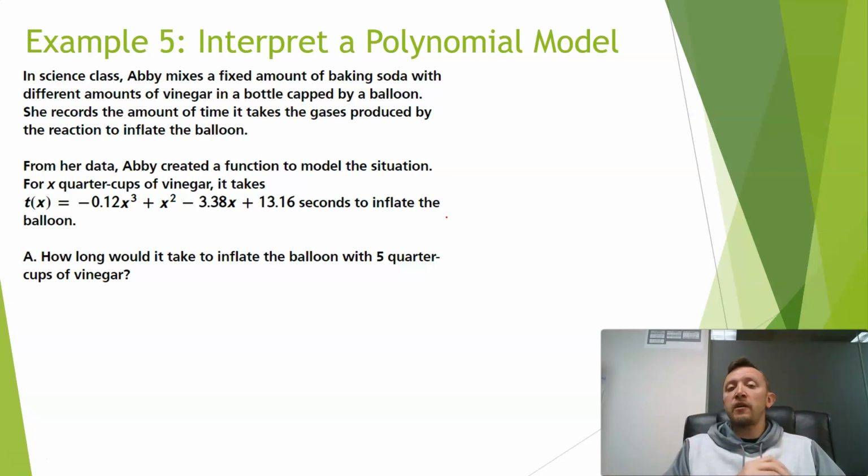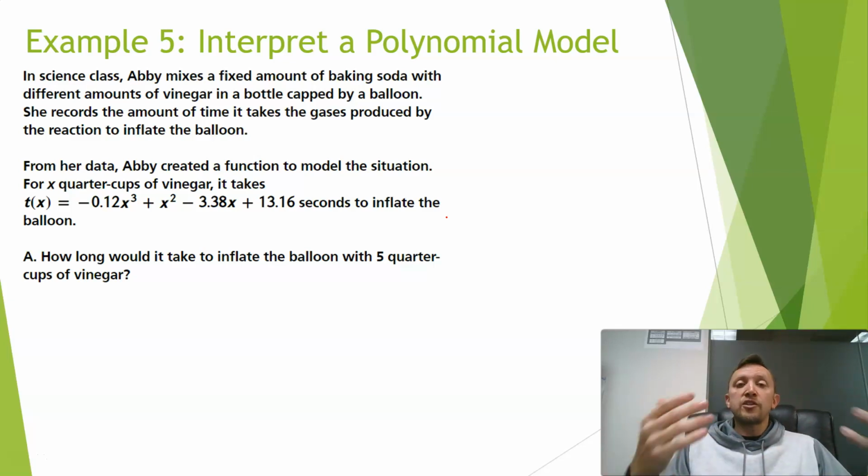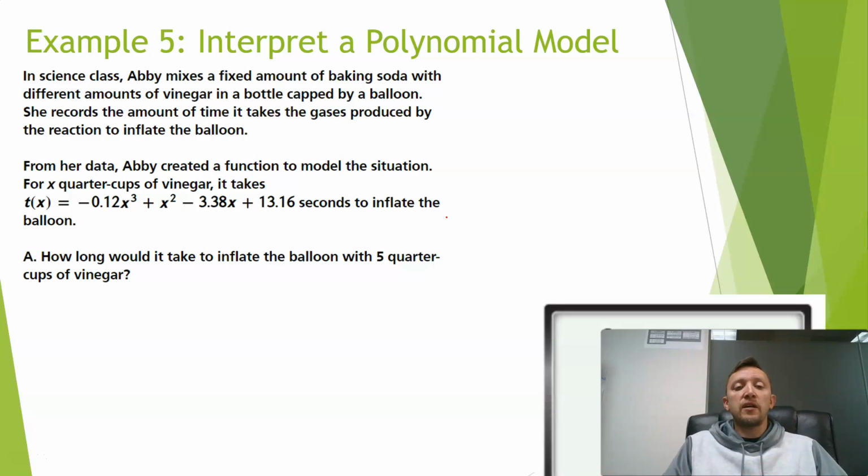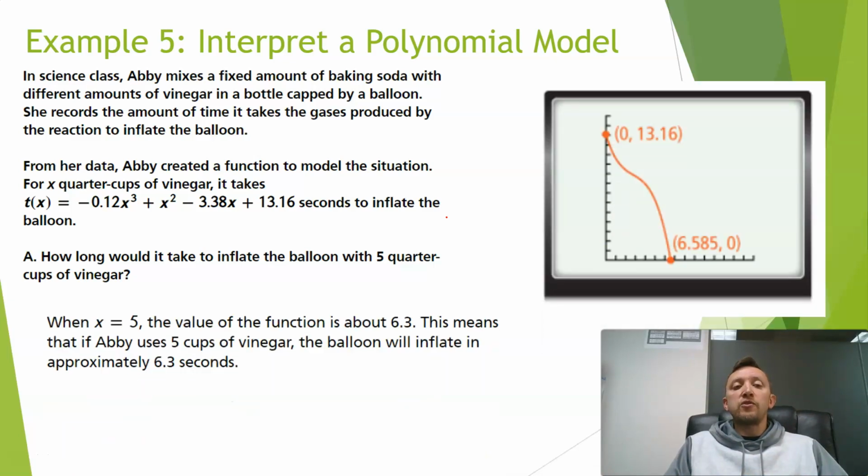Every time, take out your calculator, plug in x, so we'd have negative 0.12 times 5 cubed plus 5 squared minus 3.38 times 5 plus 13.16. Hit enter, and that'll give you your answer of how many seconds it would take. And when you do that, there's the graph. We'll get to the graph here in a minute. But when you do that, you get your answer of 6.3. So it takes 6.3 seconds to fill the balloon when we use 5 quarter cups of vinegar.